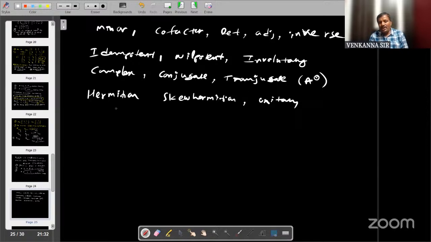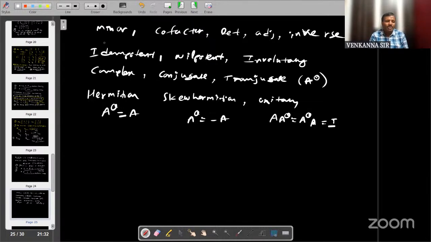So what is the condition for the Hermitian? All of you know Hermitian is what? A theta is equal to A. Skew Hermitian is A theta equal to minus A. Unitary is A into A theta, A theta into A is equal to I. So these are all Hermitian, skew Hermitian, orthogonal matrix, such kind of matrices only.